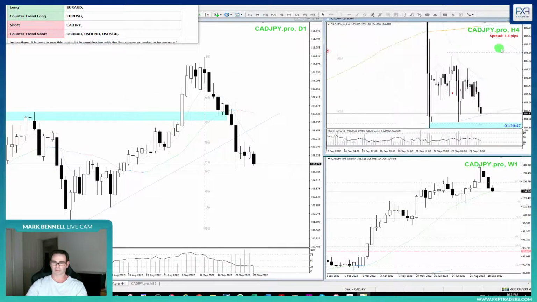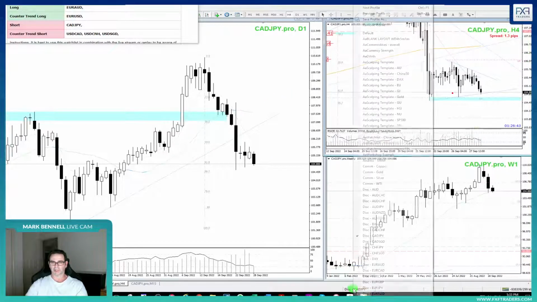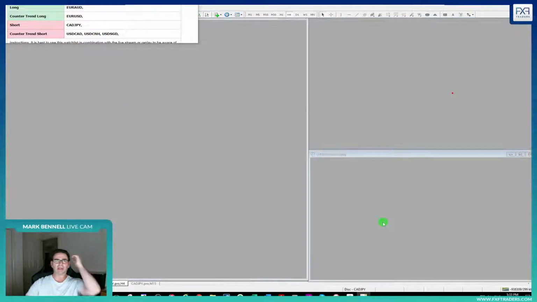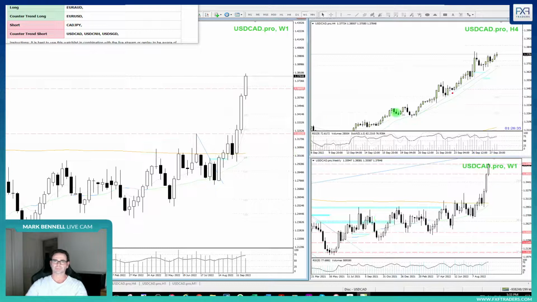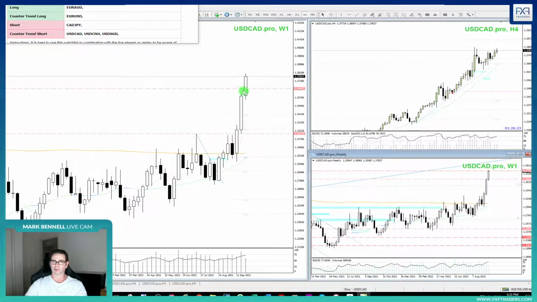CAD yen. All right, some of these counter trend moves. We spoke about the dollar pairs the other day. Now these have just gotten even more extended. Yes, I think so, Howard. Yeah, good question. So these have just gotten more and more extended, which is fine.